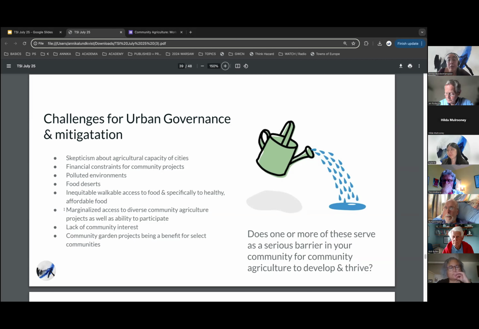Also, lack of community interest, obviously, in some places. And again, the equity aspect, community garden projects being a benefit for select communities.